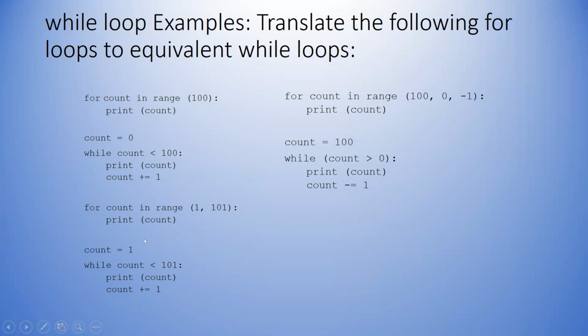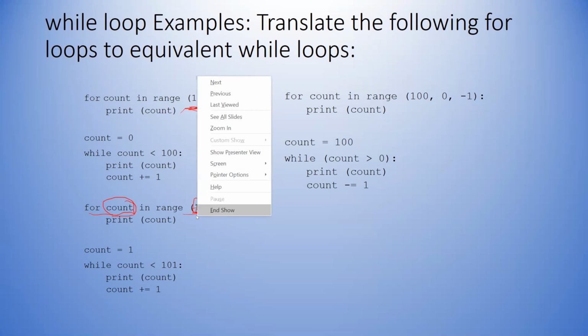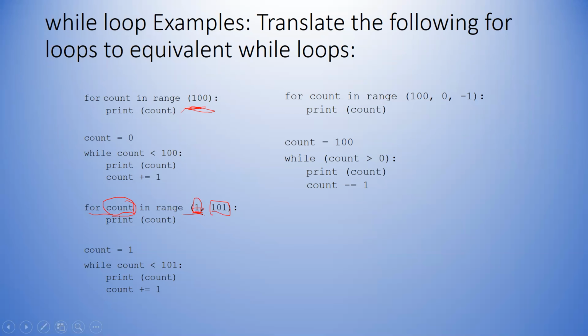Okay, the next one, this is a for loop, right? This is the variable, and this time we have a starting point. For this one, when you don't have the first argument, you start automatically from 0. For this one now, I'm declaring I want to start from 1, and I want to stop before 101. So this will really print out 1 to 100, right?